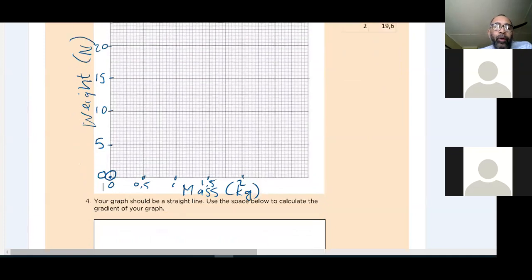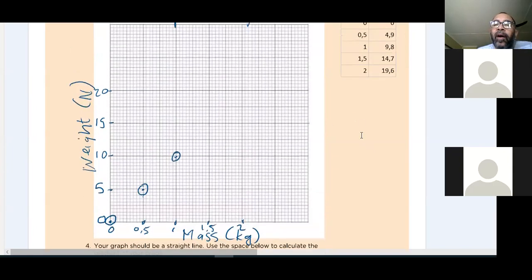4,9. So the mass is 0.5 up on that vertical line, and 4,9 would be, remember, 1 every 2 blocks is 1. So that there would be 4, 4,5, 4,9 is pretty close to 5. About there. Next value, 1 and 9,8. So 1 and 9,8. Again, that will be 9, 9.5, 9.8. Pretty close to the top.